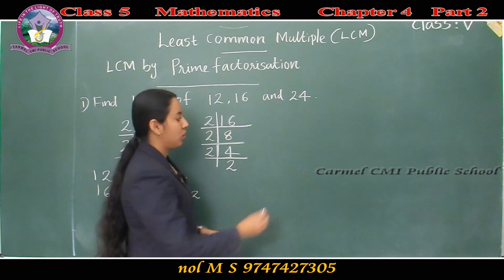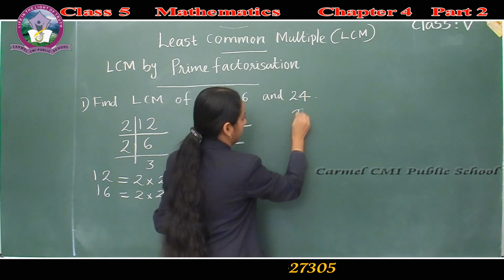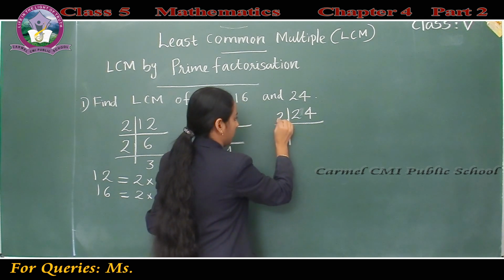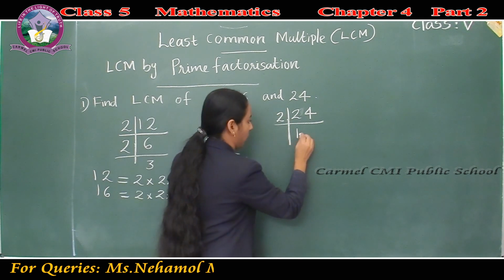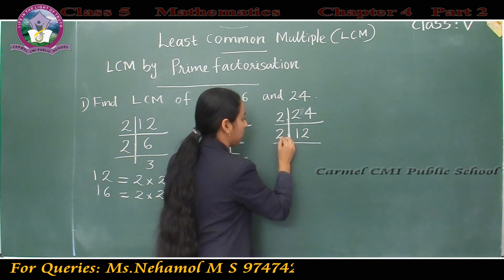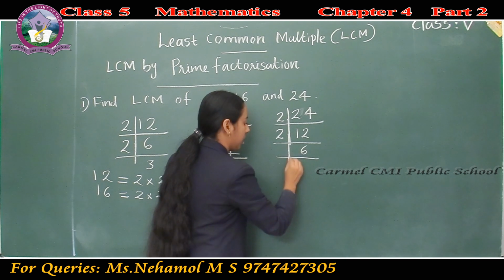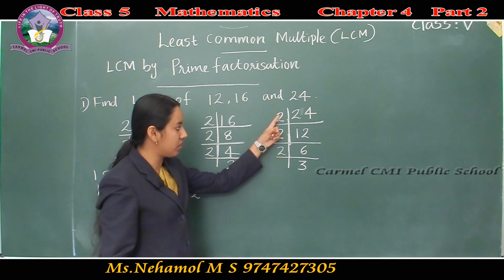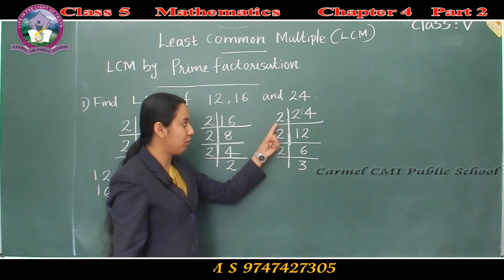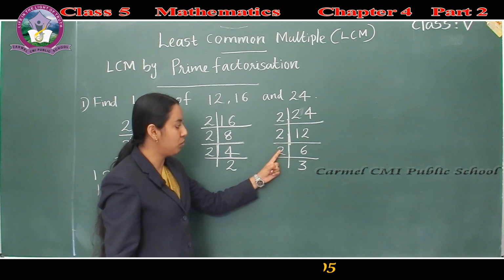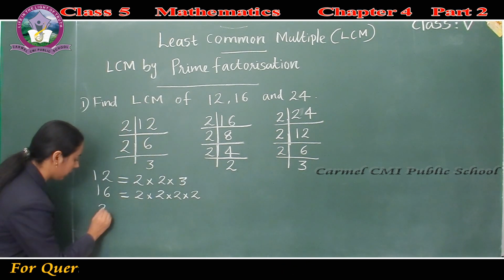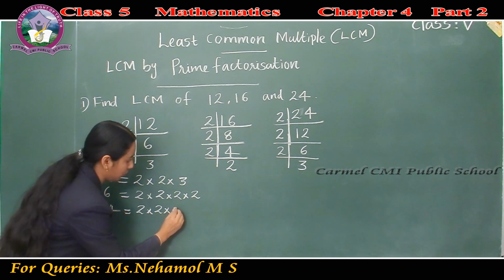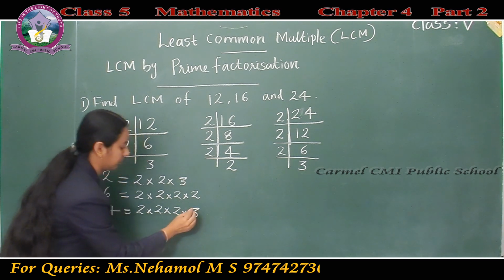Then next number 24. Prime factorization of 24. 24 divided by 2 is 12. Then 12 divided by 2 is 6. 6 divided by 2 is 3. 3 is a prime number. We can stop the process. Write 24 as the product of prime factors. 24 is equal to 2 into 2 into 2 into 3.